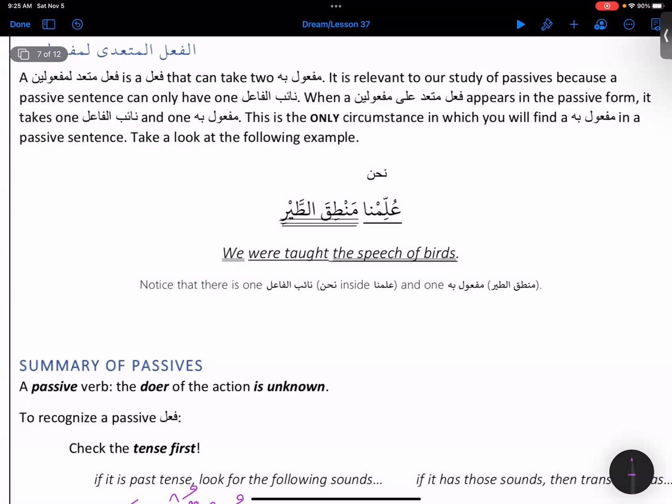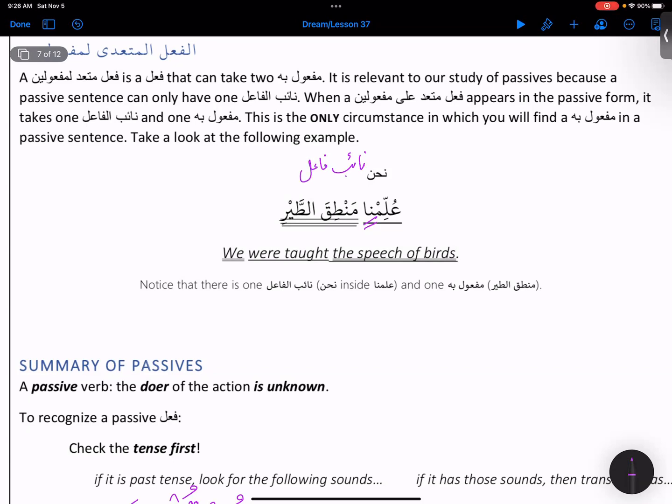Ullimna mantiqat twairi. So ullimna, what kind of fi'l is it? Fi'lun madin mabni lil majhul. And what is this na over here? This is the naib fa'il, right? So this is basically the naib fa'il.